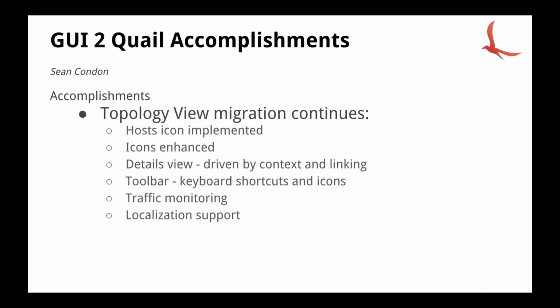Okay, on the GUI 2, Sean couldn't make it, but he was kind enough to send us a video with this update. We don't necessarily need to play it here, but there's a link in the demo section at the end where everybody's welcome to view it, and he basically goes over what was done. Just in short, he's continuing to migrate the Topology View and added a number of the features in order to achieve parity. There's still more work to be done, but the topology is coming together quite nicely, I have to say. It's for the most part functional.